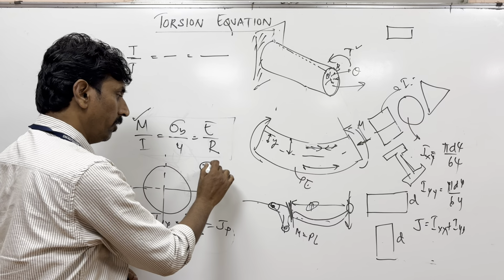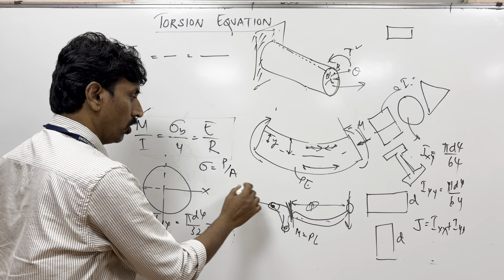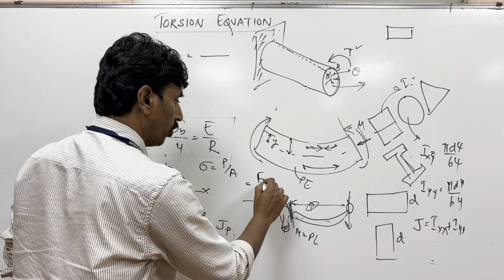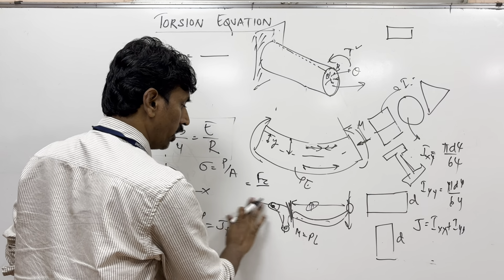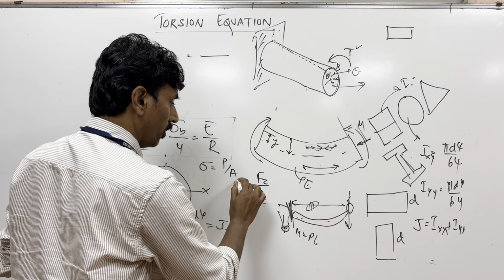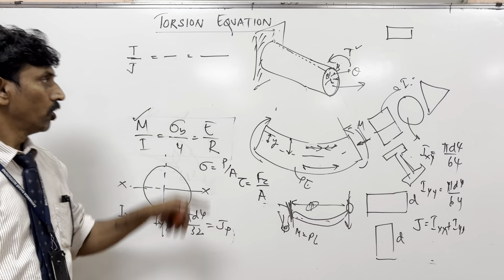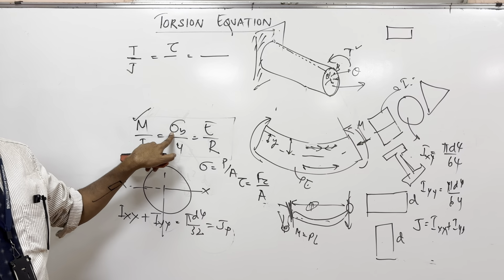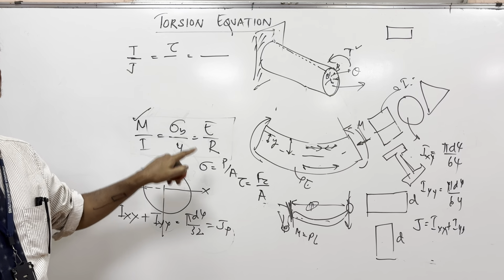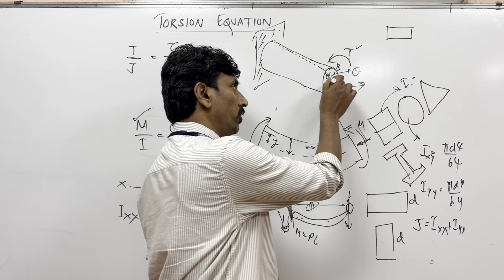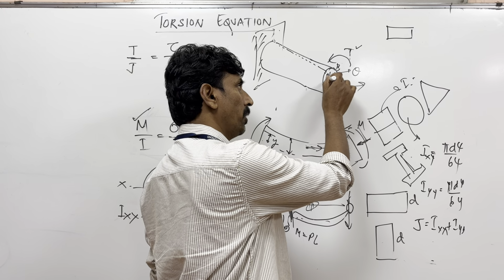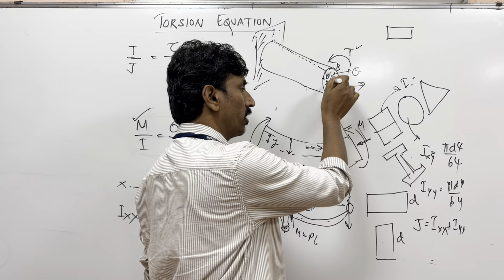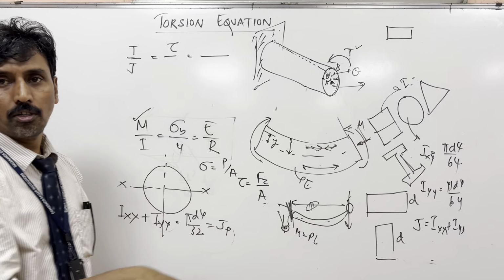So sigma B is P by A. What is actually the notation for shear force divided by shear area? That is tau. So you use tau here, instead of normal stress, you use tau. That tau is 0 at the center and it actually depends on what radius. If you substitute the radius equal to r, that will give you the tau at that radius.